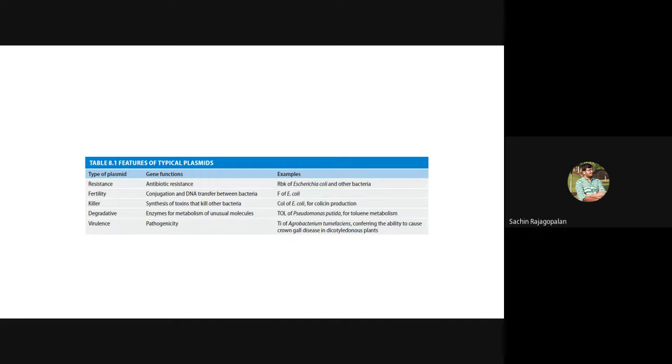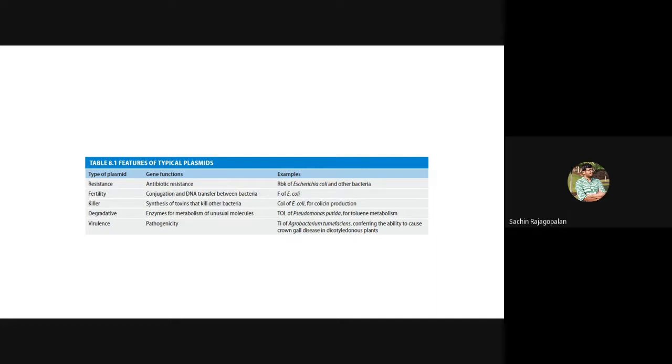Now, fertility plasmids are those plasmids which code for the pili, which are responsible for bringing about a process called conjugation, wherein they can share the plasmids, right? That bridge is formed by a proteinaceous structure called pili, and only the organisms which have the pili will be able to carry out conjugation and share their genetic material. That's the basic reason why it is also referred to as fertility plasmid.